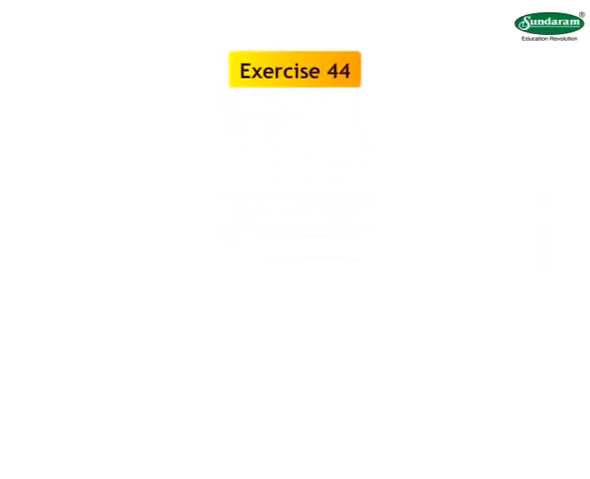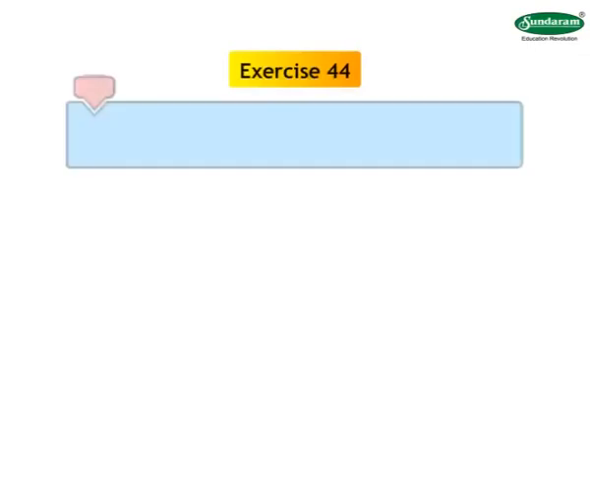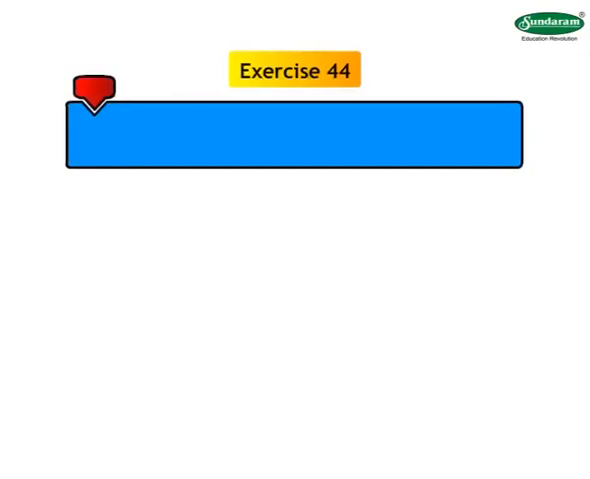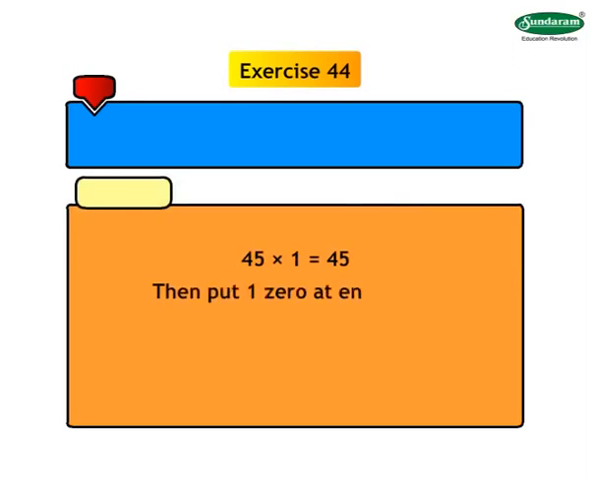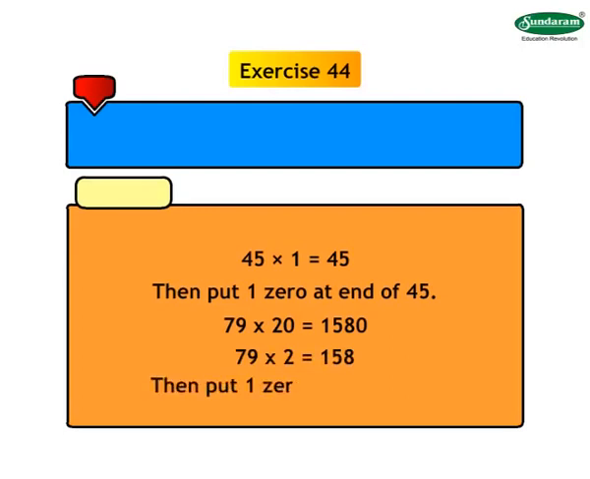Exercise 44. 45 into 10 is equal to 450. As 45 into 1 is equal to 45, then place 1 zero at the end of the product 45. 79 into 20 is equal to 1580. As 79 into 2 is equal to 158, then put 1 zero at the end of 158.